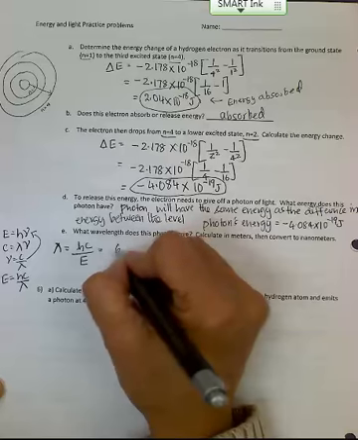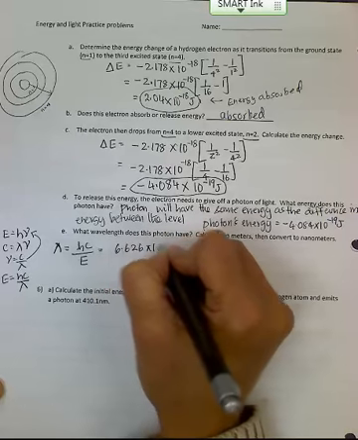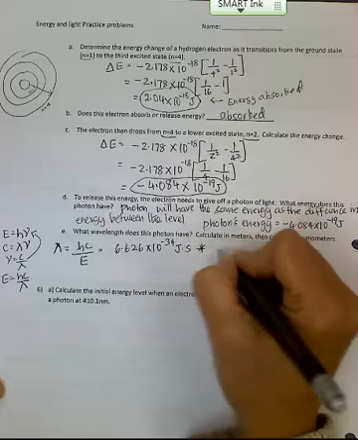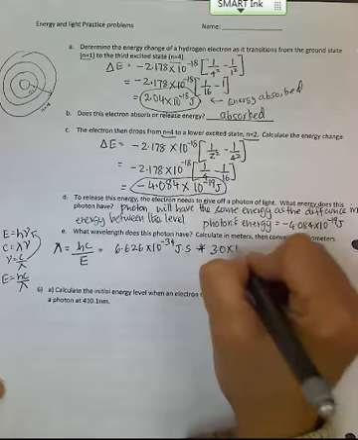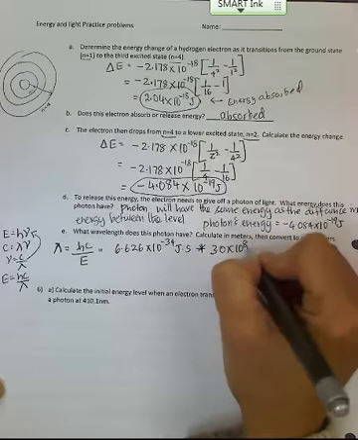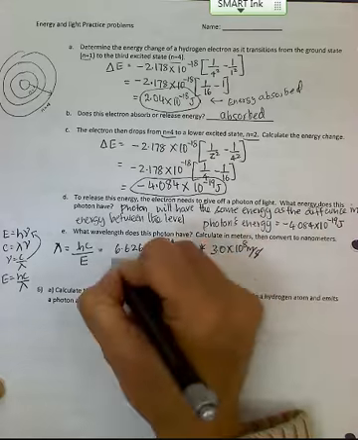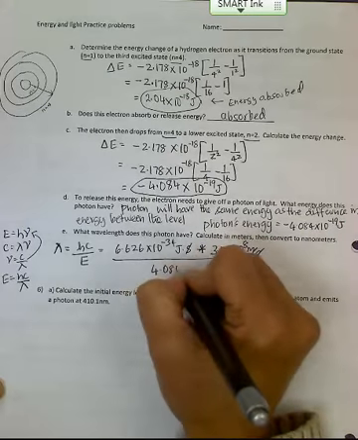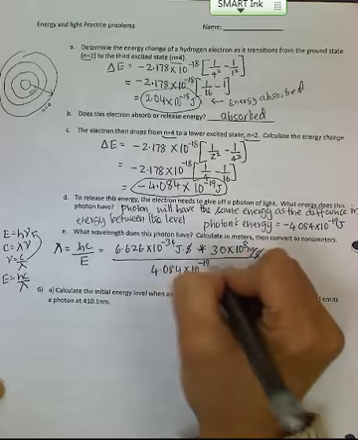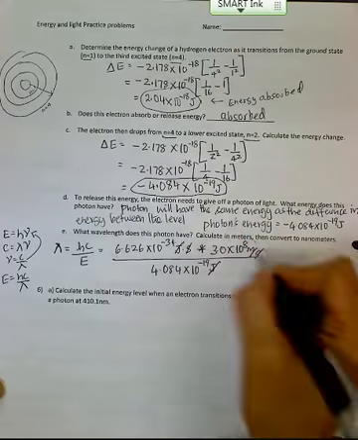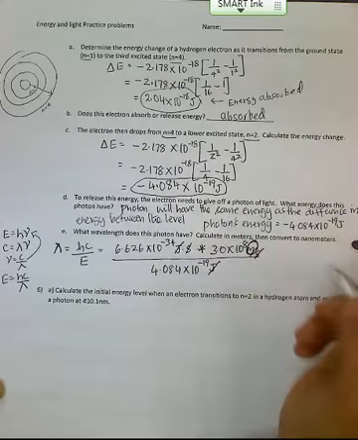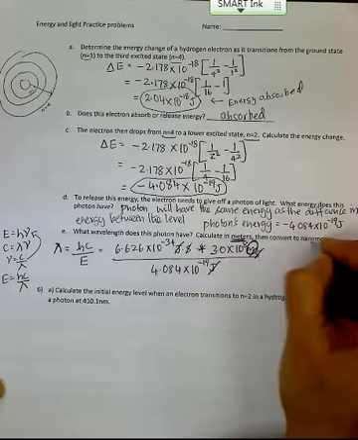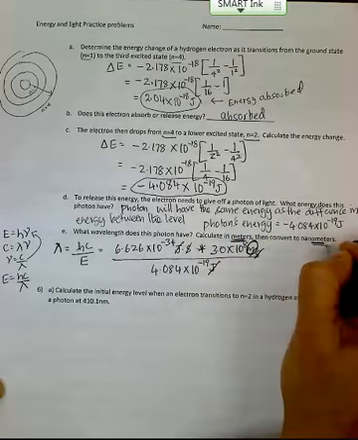That's 6.626 times 10 to the negative 34 joules second times 3.0 times 10 to the 8 meters per second divided by the energy, which is 4.08 times 10 to the negative 19 joules. So here the unit for my final answer will be meters. They want me to calculate the wavelength in meters and then in nanometers.